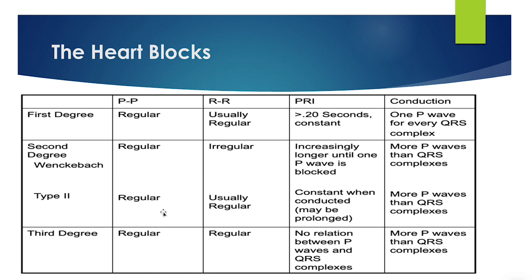Type 2: P to P still regular, the PR intervals are regular, and then we're gonna be seeing a 2-to-1 or 3-to-1 or even 4-to-1 conduction, where we have P QRS, and then P dropped QRS, and then P QRS, P QRS. And then third degree: the P to P are regular, the PR are regular, so the QRSs are marching together at about the same rate, the Ps are marching together at about the same rate, but there's no communication between the two.